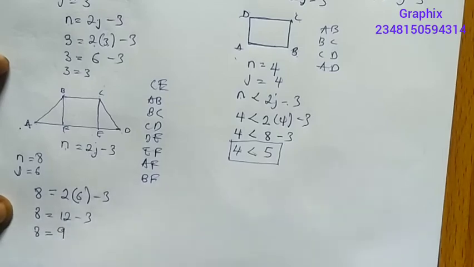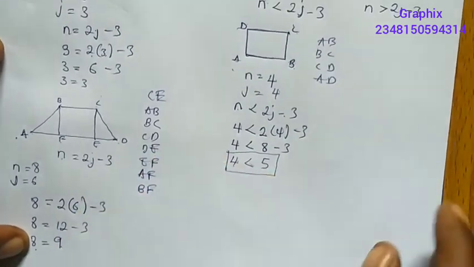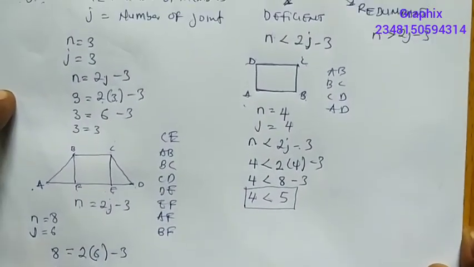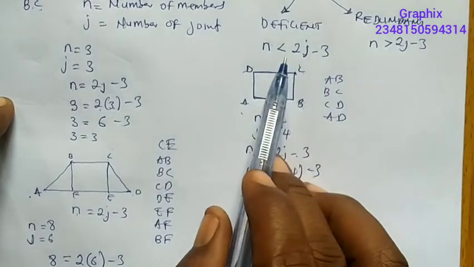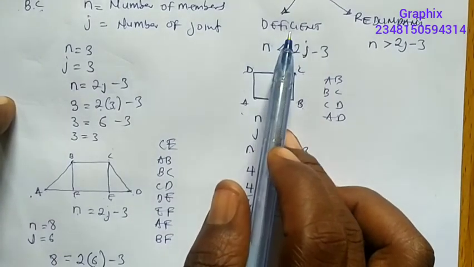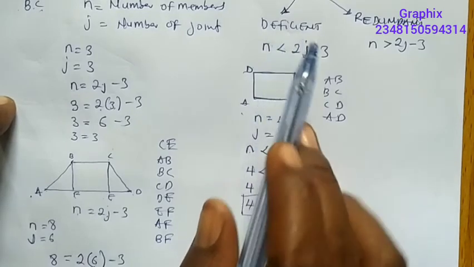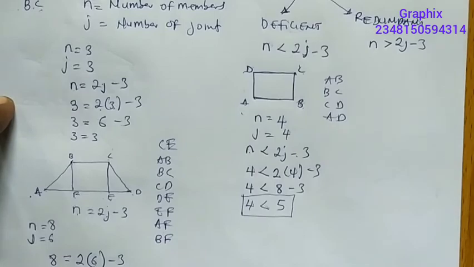That will be 9. Now what do you notice? n is less than 9. So when n is less than 2j minus 3, we say it is deficient. Are we good? When n is less than this, we say it is deficient. So you should know that very well.